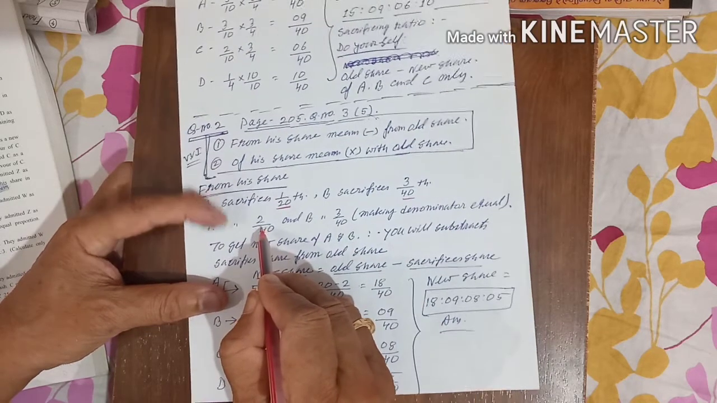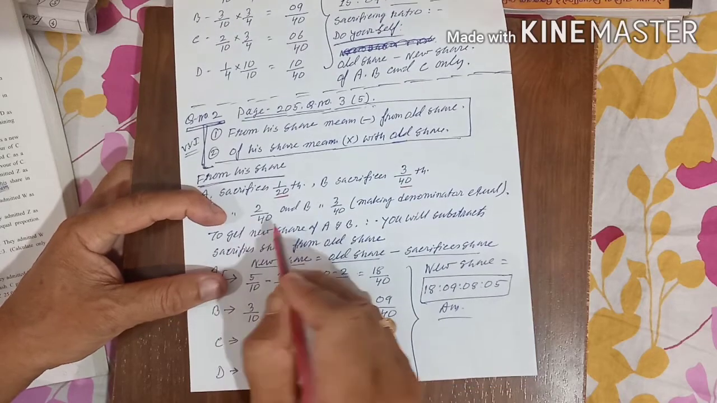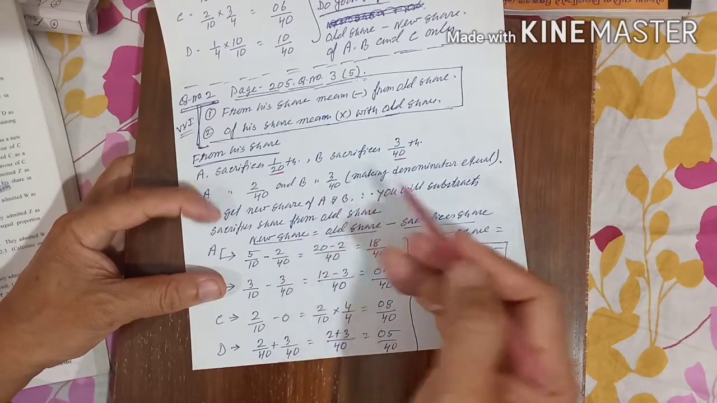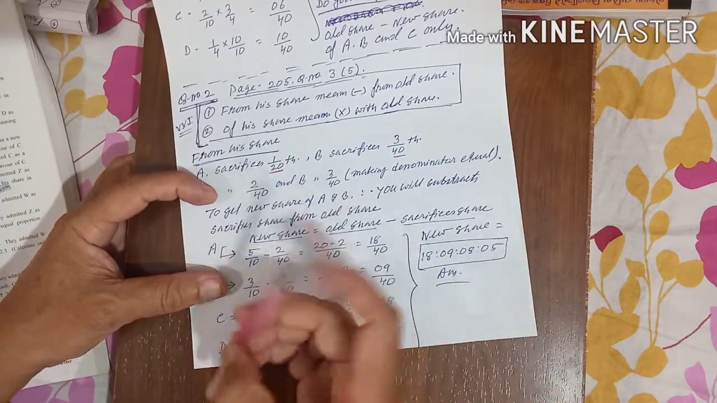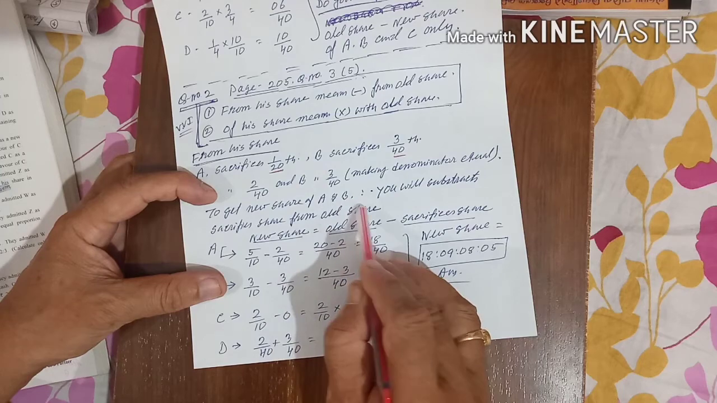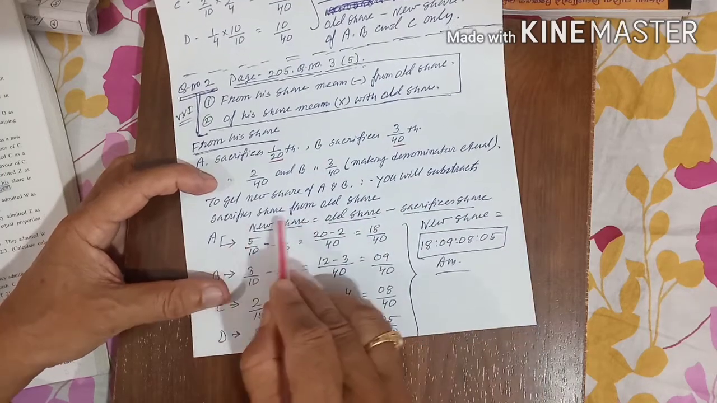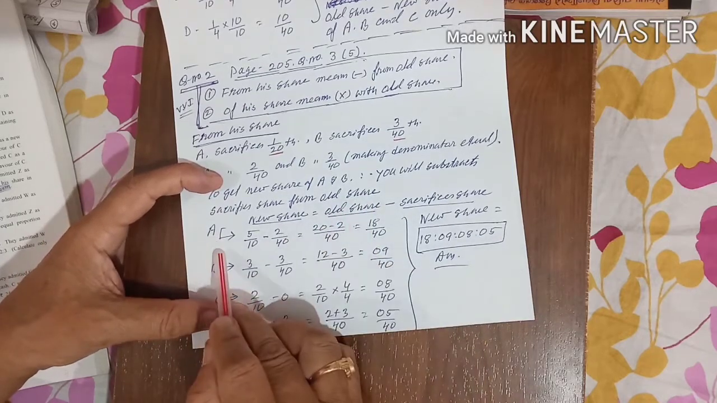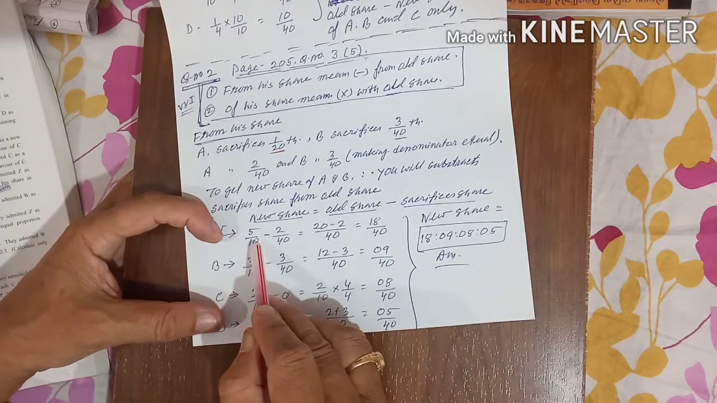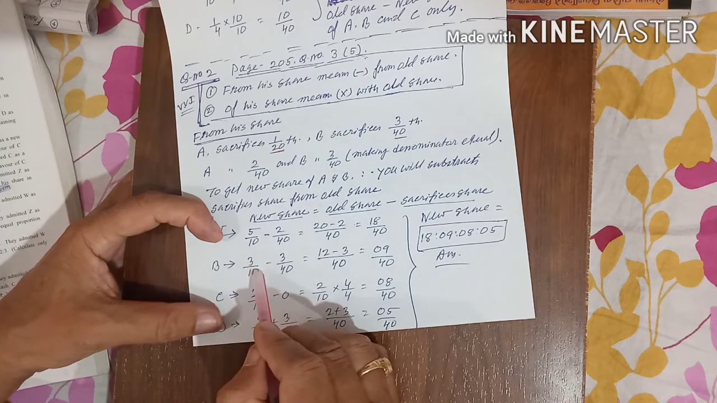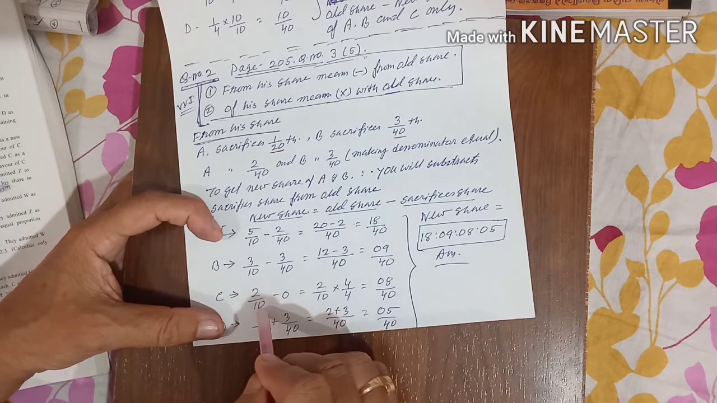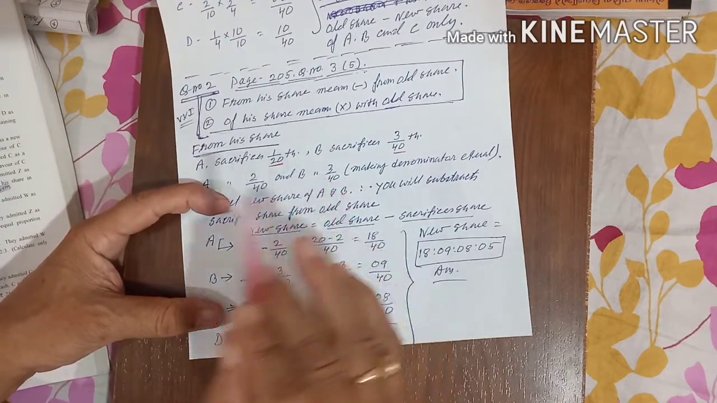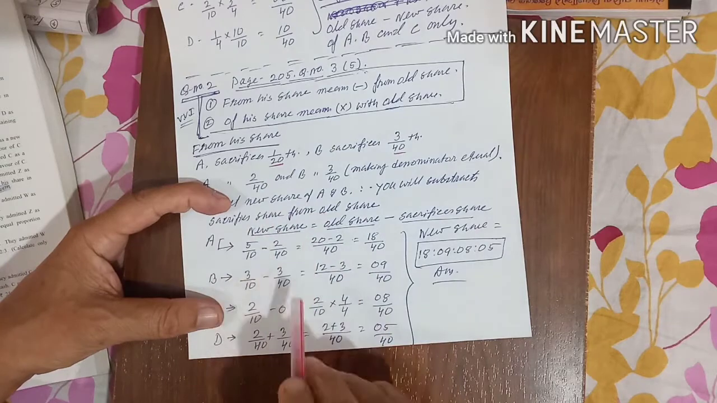Now how much is A giving? 2/40, that will be deducted from A, and B is giving 3/40, that will be deducted from B. To get the new share of A and B, we will subtract the sacrificing share from the old share. A's old share is 5/10, B's old share is 3/10, C's old share is 2/10. But here in your question, only A and B are sacrificing. C is not sacrificing. Keep it in mind.